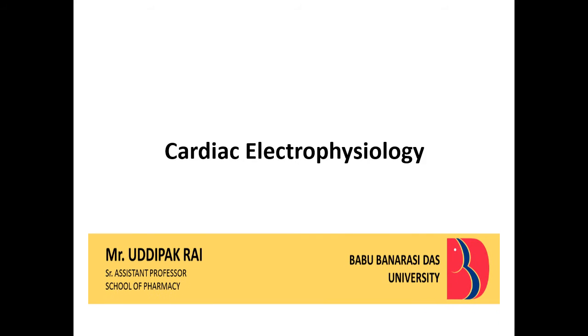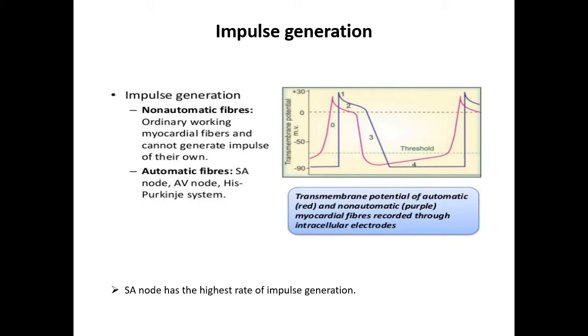In cardiac electrophysiology, we are going to study four basic characteristic features related to the electrical impulse generation and conduction in the heart or myocardial fibers. So the first characteristic feature is impulse generation.